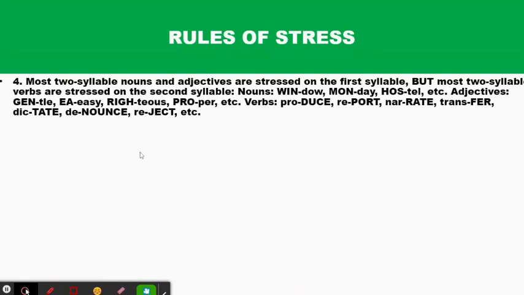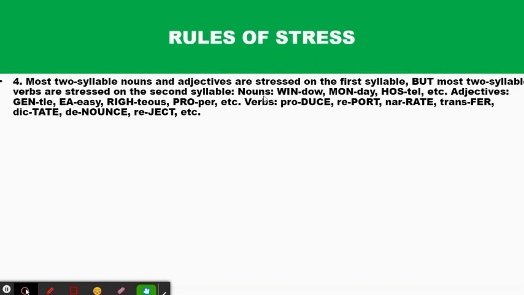Now, more of the rules of stress. Number four: most two-syllable nouns and adjectives are stressed on the first syllable, but most two-syllable verbs are stressed on the second syllable. Of course, we noticed that in the previous rules, because whenever we have a word used as a noun and as a verb, when it's used as a noun the stress is on the first syllable, and when it's used as a verb it's on the second syllable. Again, when a word is used as an adjective and also as a verb, it's stressed on the first syllable if it's an adjective, but on the second syllable if it is a verb.